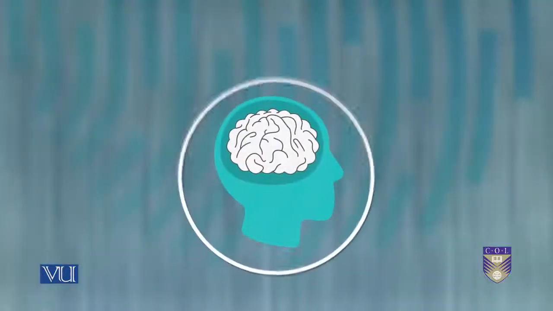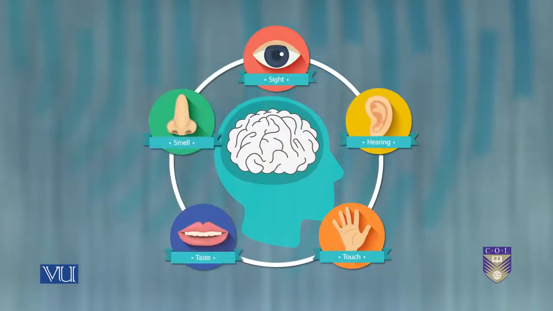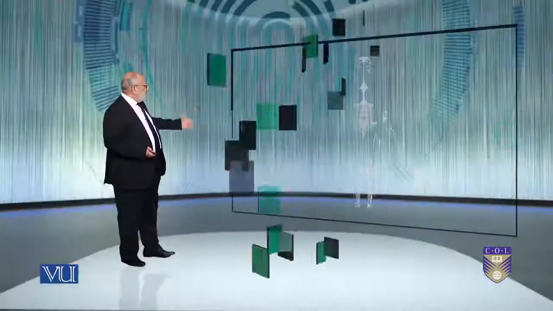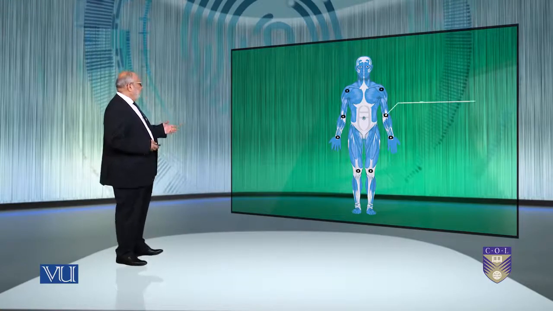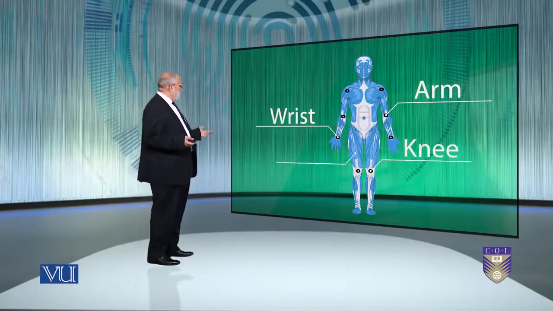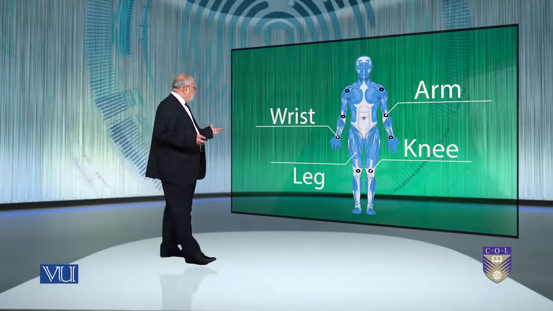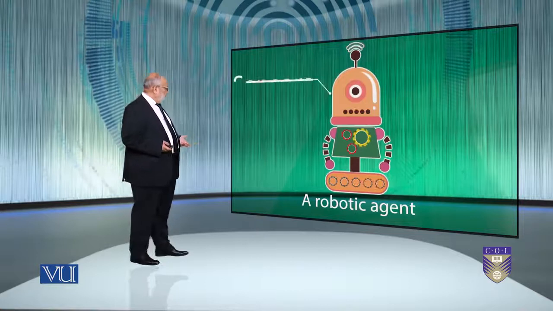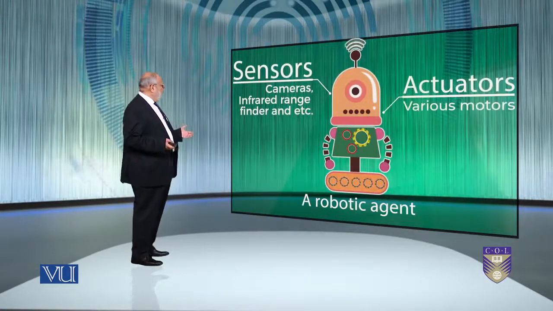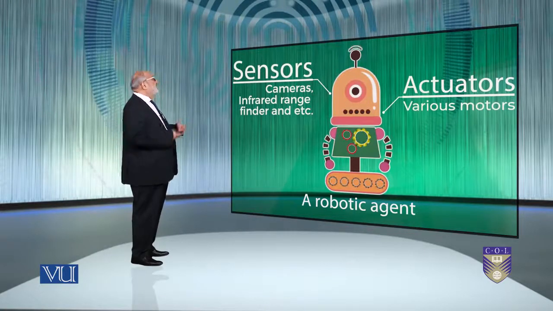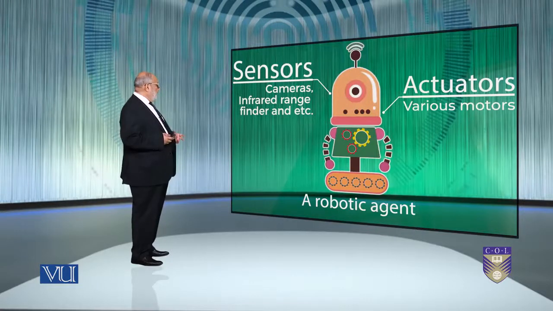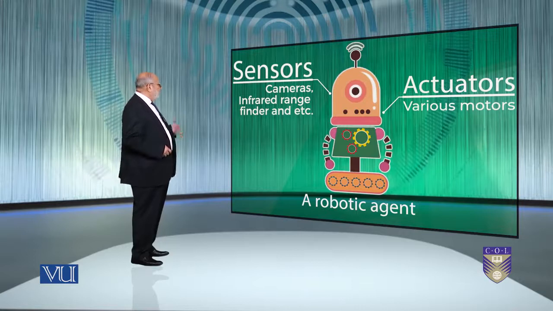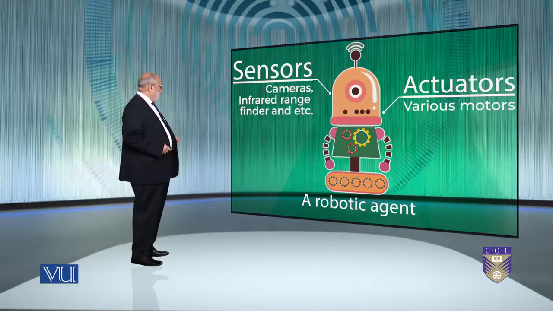As you see in the figure shown, just to give you an idea, you have sense of touch, sight, hearing, smell, taste, and so forth. In the middle is a portion of the brain that helps you process information. And human actuators are like arms, wrist, knees, legs. A robotic agent, which we assume is an intelligent agent, can have cameras, an infrared rangefinder for how far away things are, natural language processing for sensors, and various other motor actuators, as you can see in the figures.